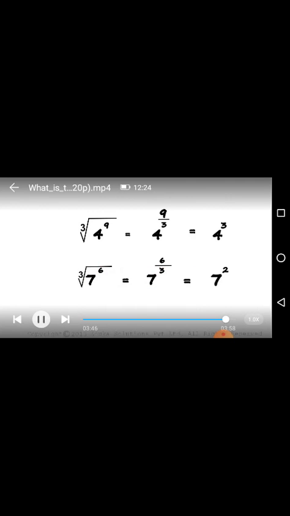Now let's try finding the cube root of 7 raised to 6. We can write it as 7 raised to 6 by 3, which equals 7 raised to 2. So remember, keep the base the same and divide the exponent by 3. In the coming videos, we will see how we can calculate the cube root of large numbers which are not in exponential form.